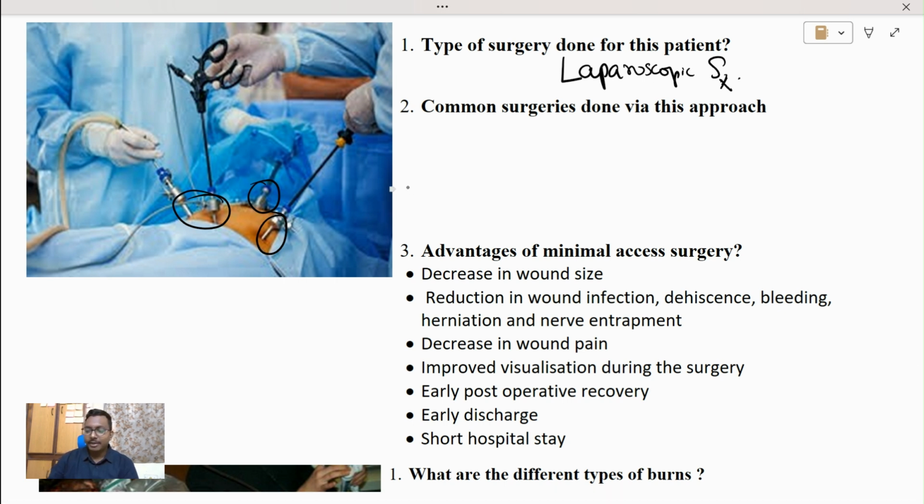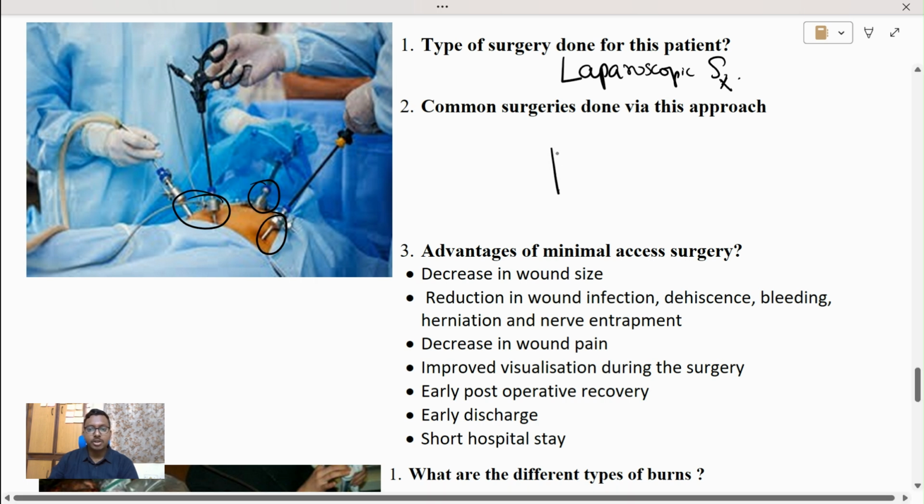What are the common surgeries done via this approach? You can remember easily: whatever organ comes into your mind in the abdomen, all those surgeries are done by laparoscopy. For example, laparoscopic gastrectomy, hepatectomy, pancreatectomy, splenectomy, nephrectomy. Like this, there are so many abdominal operations done by laparoscopy. In addition, you can remember ventral hernias, like epigastric hernia, umbilical hernia or incisional hernia. They can also be done under laparoscopy.